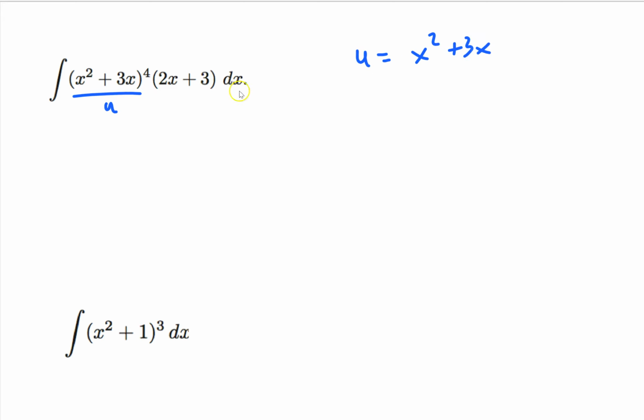Right, so after we do that, next step, take the derivative of both sides, du over dx. That side's 2x plus 3. Try to get dx by itself, right? So multiply both sides by dx.